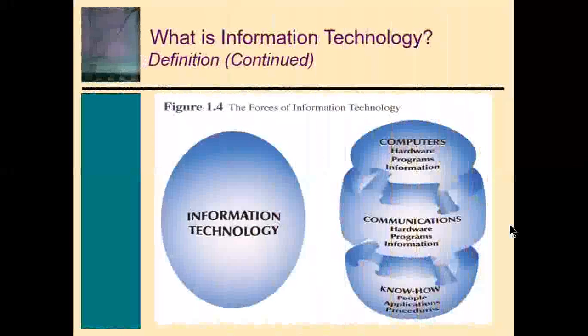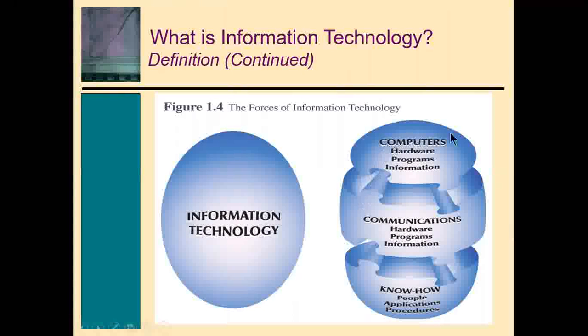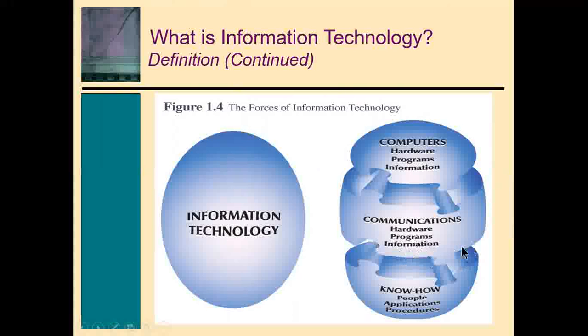What are these primary components? The first one is computers, which comprises the hardware, programs, software, and information. And communication is hardware, programs, and information as well. And the know-how, talking about the people, applications, and the procedures. So this is what makes up the forces of information technology. There are three: computers, communication, and the know-how.